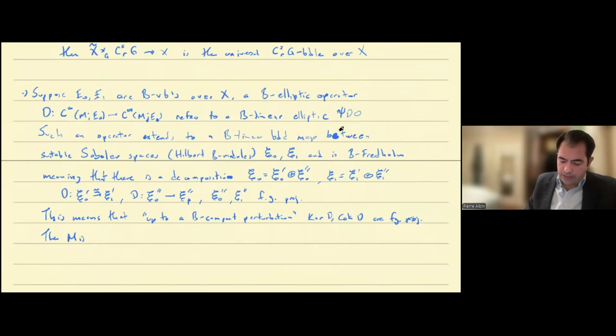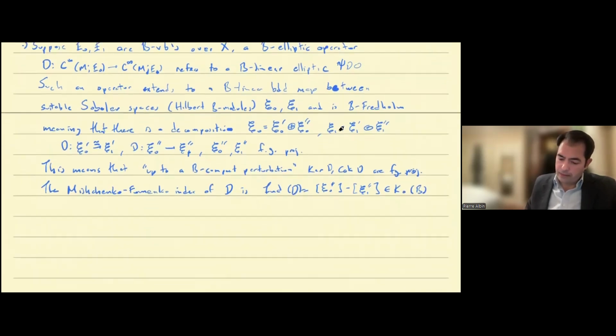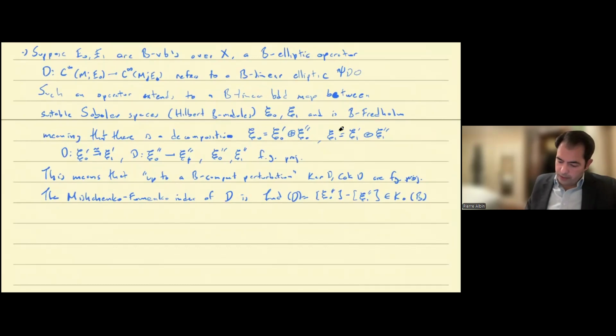And so then you can define the index. In this case, it's due to Mishenko-Fomenko. Right, so it would just be the formal difference of these finitely generated projectives. And it lives in the operator K theory of B. Okay, so here we mentioned Hilbert B-modules, so let's go ahead and say what those are.